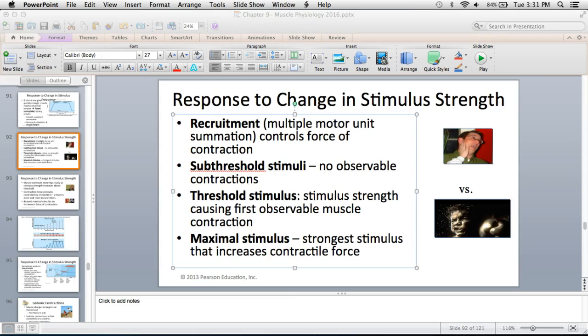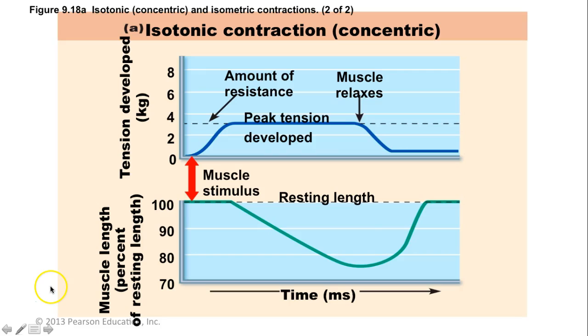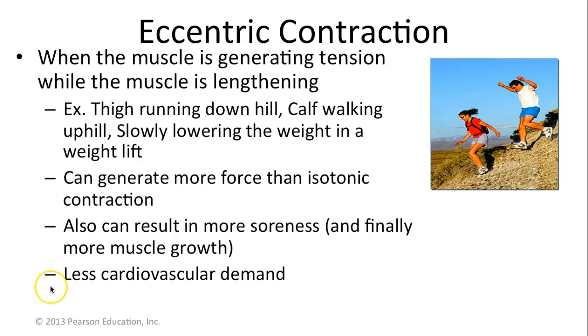All right, sorry, let's go back. So that's isotonic, and you can see the length. If you look on that bottom graph right there, the length is actually decreasing as a percentage. It's going from 100% of its length down to 70% of its length as the peak tension releases. So as the muscle contracts, the length of the muscle gets shorter, and that kind of makes sense, right?